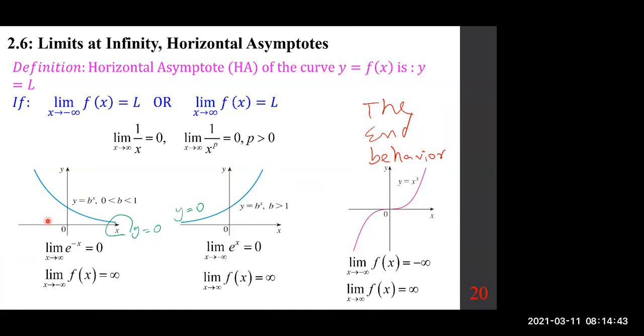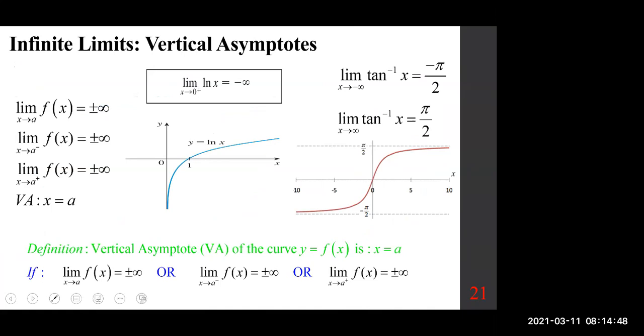And then we have over here the definition of a VA, vertical asymptote. We have a vertical asymptote under the following condition. If you take the limit of a function and it blows up to infinity or negative infinity as x approaches either a, a from the left, or a from the right, then the VA occurs with the equation x equals a.